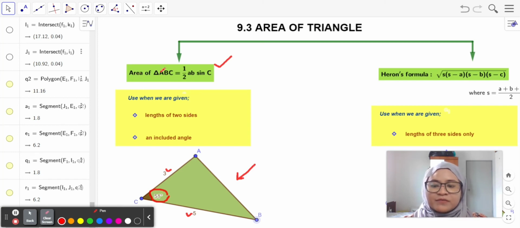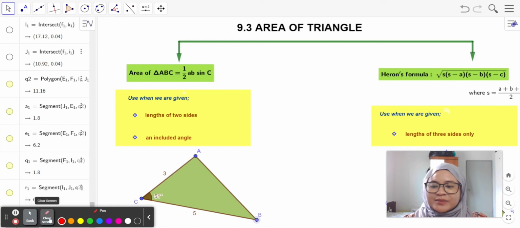You have to find the area of triangle ABC equal to 1 over 2 small letter a and small letter b. This small letter means, as you can see in the previous video, that the opposite of the angle A here is the small letter a. And then the small letter b comes from the opposite of the angle of capital B here. So this one is the small letter b. Then sine C, the capital C is 51 degrees.